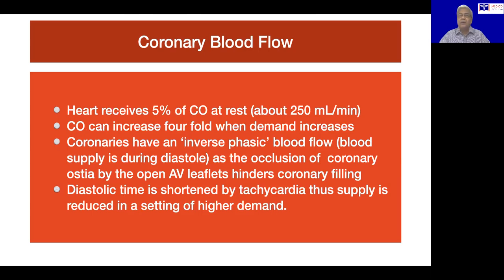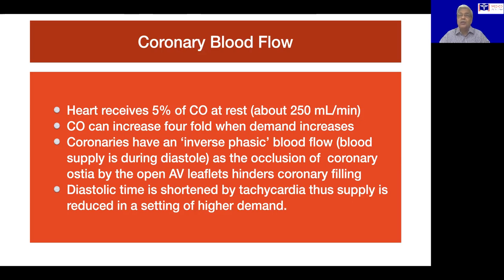The heart, remember, receives 5% of the cardiac output at rest. That is about 250 ml of blood per minute. The coronary blood flow can increase fourfold in case there is an increase in demand on the heart. Another important thing to remember is that the perfusion of the coronaries is inverse phasic in nature. What do we mean by this? Most organs of the body receive perfusion during systole. However, the same is not so in case of the coronary arteries. The coronary arteries perfuse during diastole.